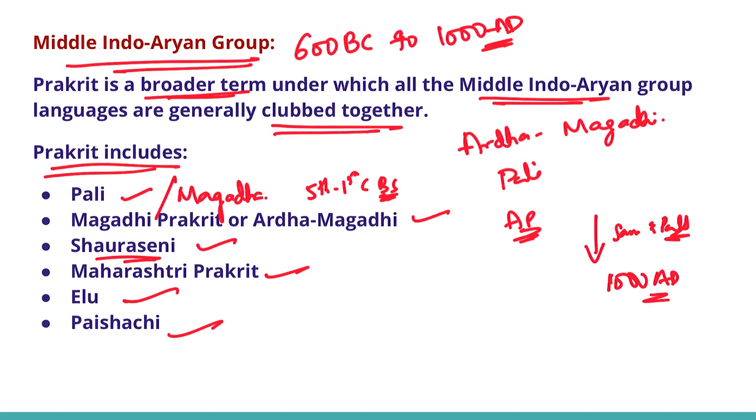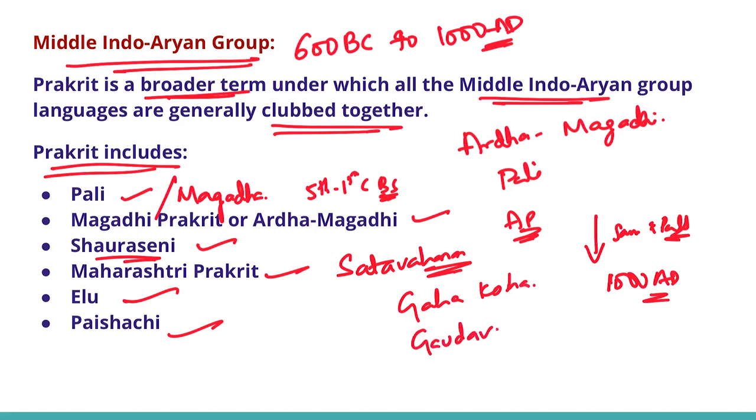Maharashtri Prakrit. So this language is widely used in western and southern India, and it was the official language of the Satavahana dynasty. Several works were written in it, like Gahakosha, which was written by King Hala, and Gaudavaho, which was written by Vakpati.